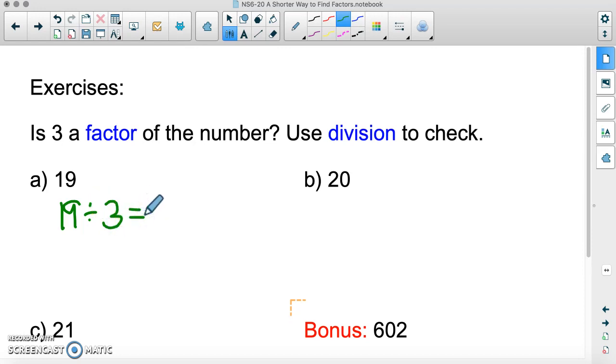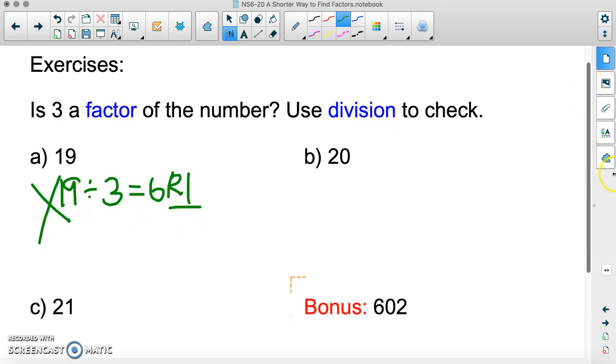The answer is no. If we skip count by 3s, we can never get to 19. 3, 6, 9, 12, 15, 18, 21. The closest I can get to is 18, and that would be 3 times 6. Then I need to have a remainder of 1 to get me 19. So therefore, I know that 3 is not a factor of 19 because there is a remainder. So I'm going to put an X here. I want you to do B and C on your whiteboards and see if 3 is a factor of 20 or 21. When you're done, you're going to continue on with your screencast.